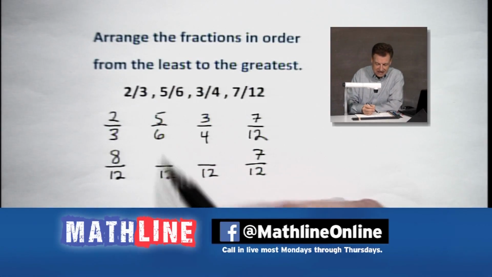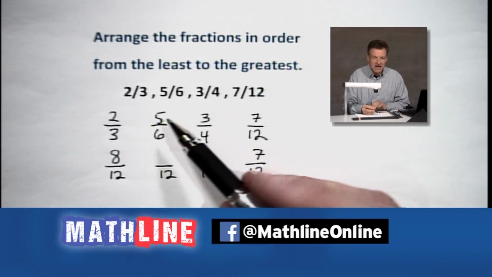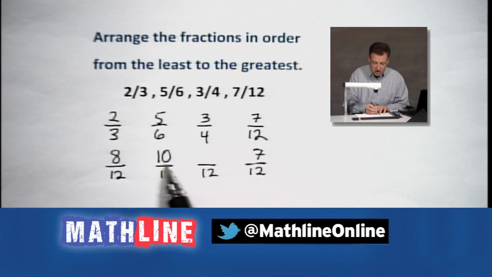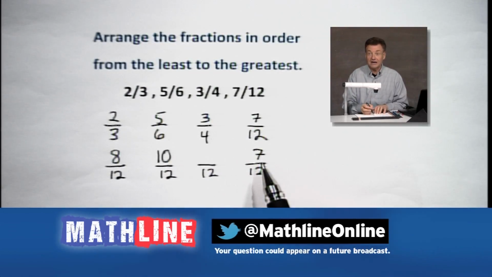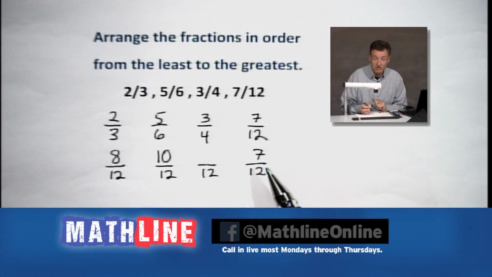Now, how about it? 6 times some number gives us 12. That's 2, it goes in 2 times. How about 5 times 2? I'm picking up 10. Well, 10 is certainly larger than 8. Let's keep going and see what numbers we've got. Both of these, by the way, are bigger than 7. So those of you who thought 7/12 was the answer, it doesn't look that way. It's certainly not going to be the greatest. It might be the least at the rate we're going.